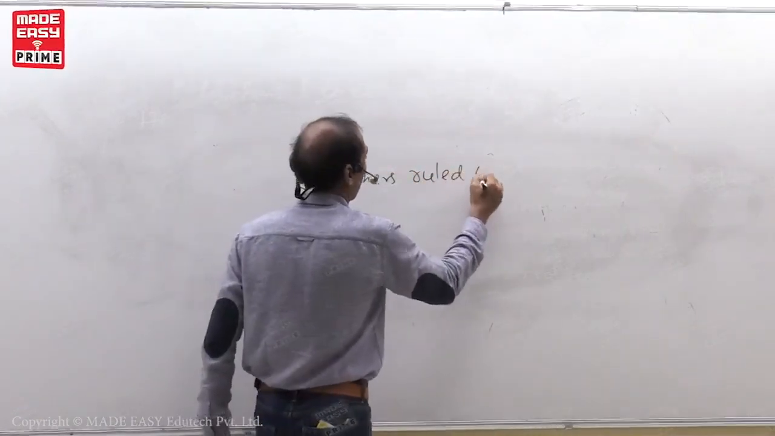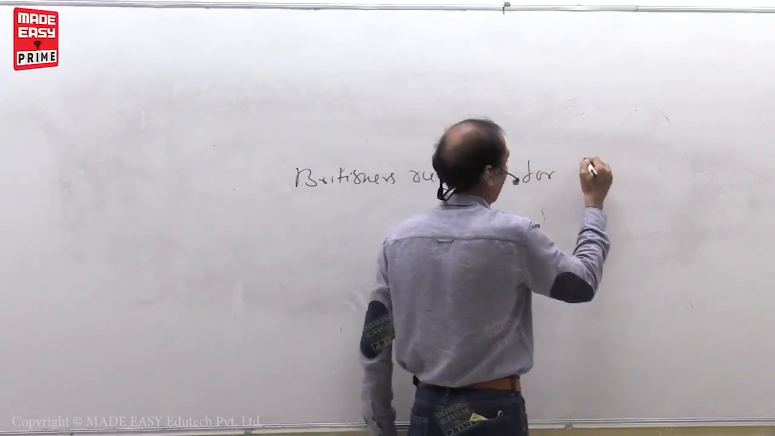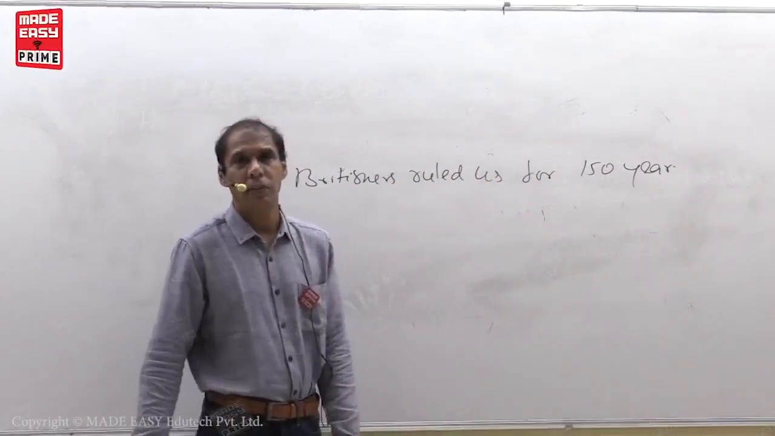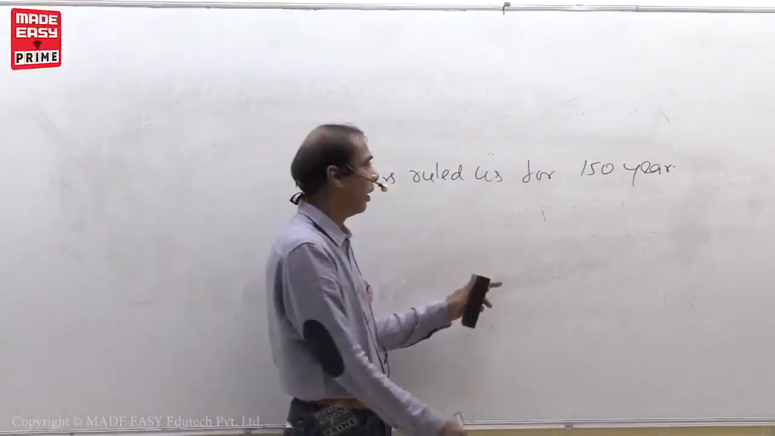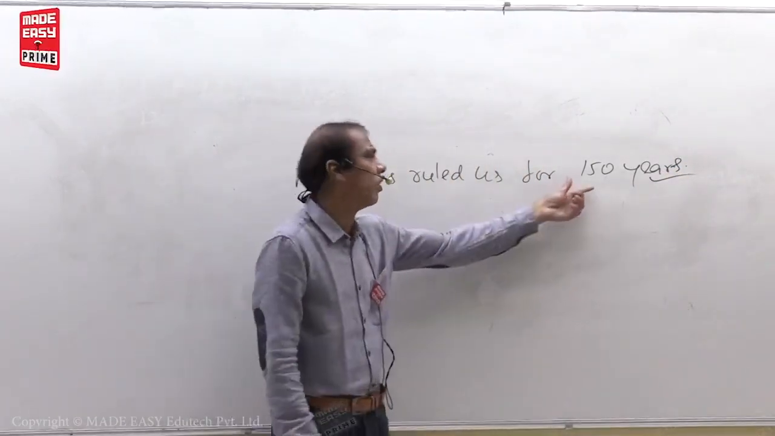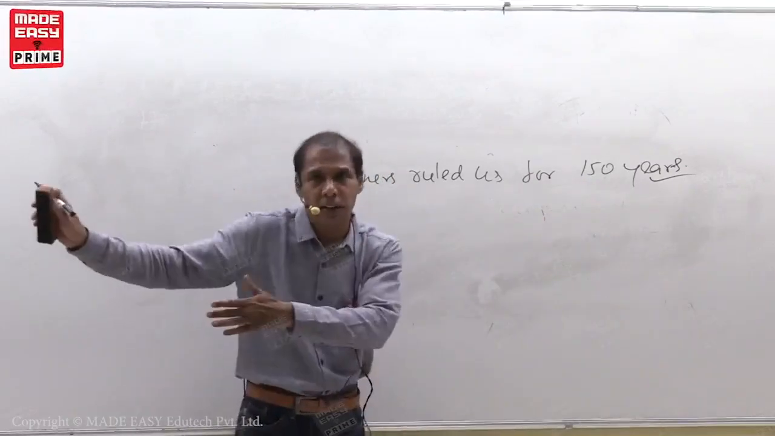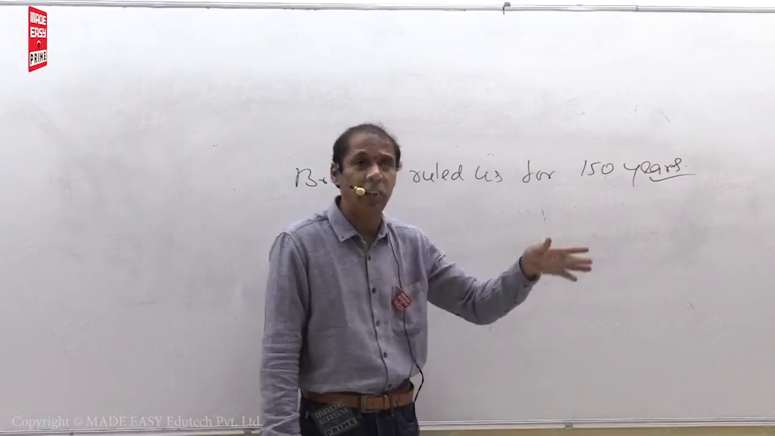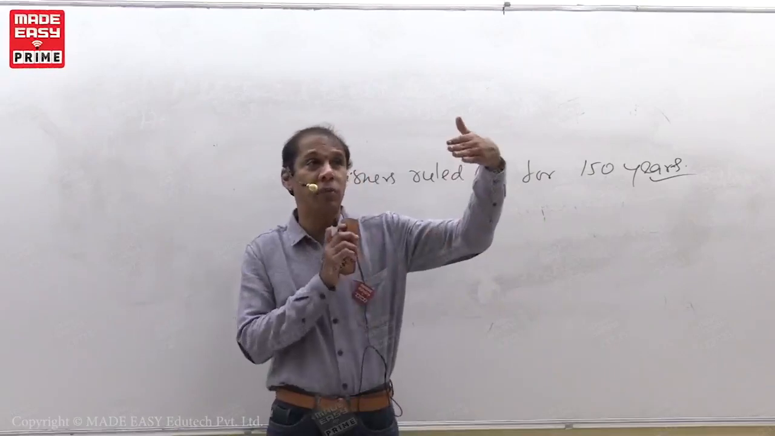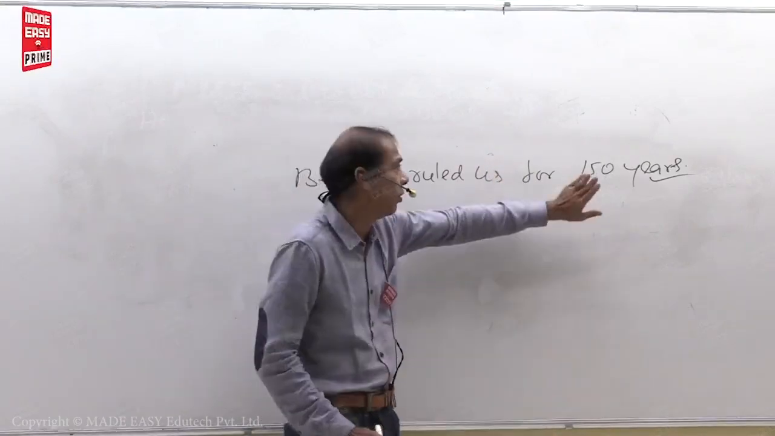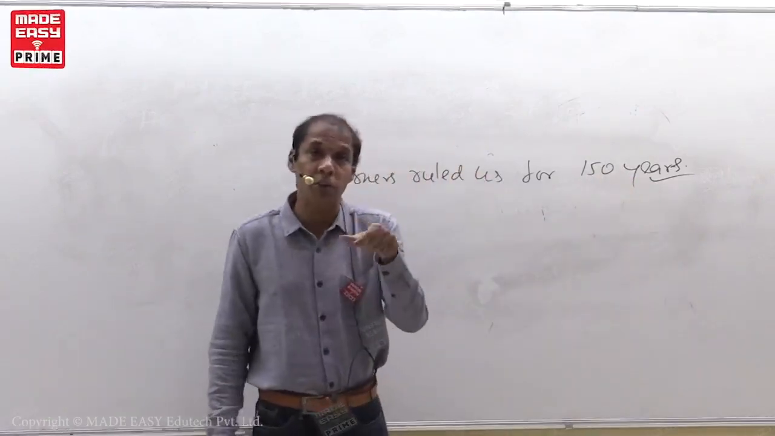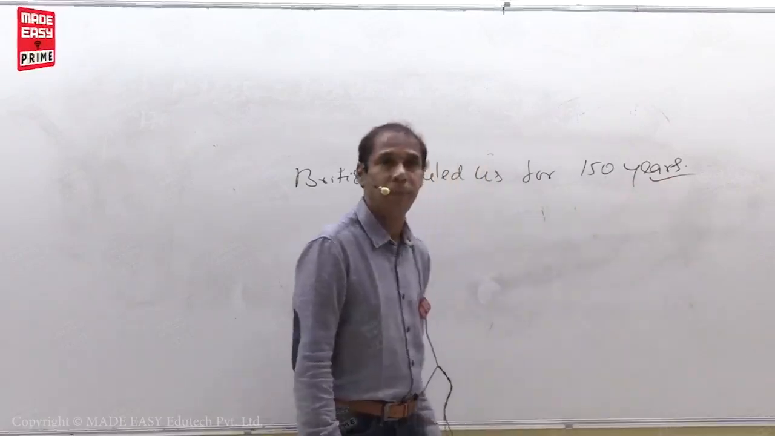See, Britishers ruled us for 150 years. Is it correct? No, this is wrong. Because 150 years, you can use plural form here. Why? This is not a particular period like engineering, right? Muslims ruled us for 200 years, like that. Someone ruled us for so many years like that. It is not a particular duration, so we are using it in general form. When we are using it in general form, you can use plural form.